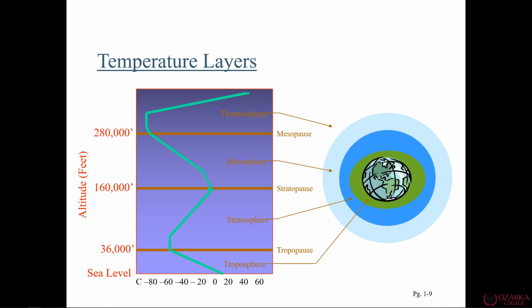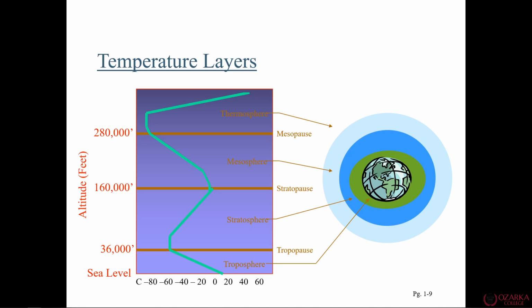Now the transition point at the top of the stratosphere is known as the stratopause. As we travel on up, I said the ionosphere, but that's even higher; it's actually the thermosphere. So we're going to go from 160,000 feet up to 280,000 feet, and that's when we start transitioning into the thermosphere. The transition layer between the mesosphere and the thermosphere is known as the mesopause.